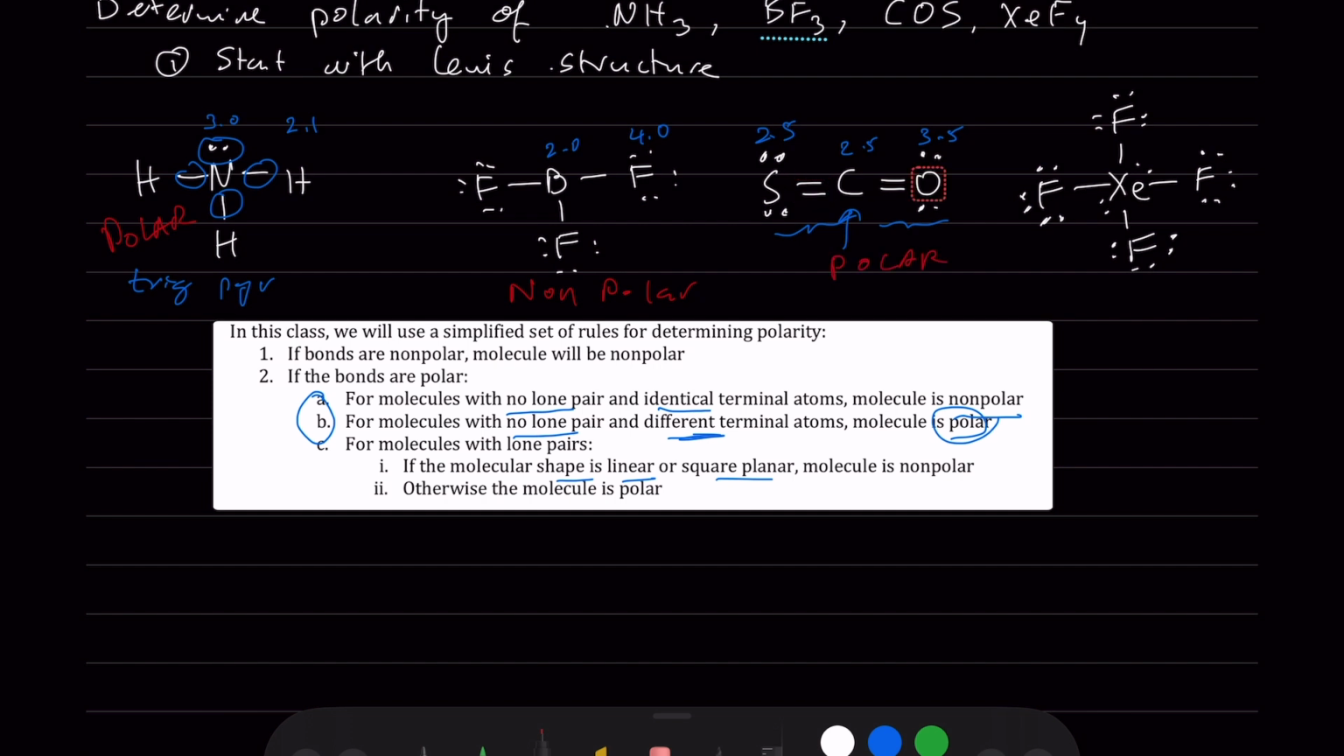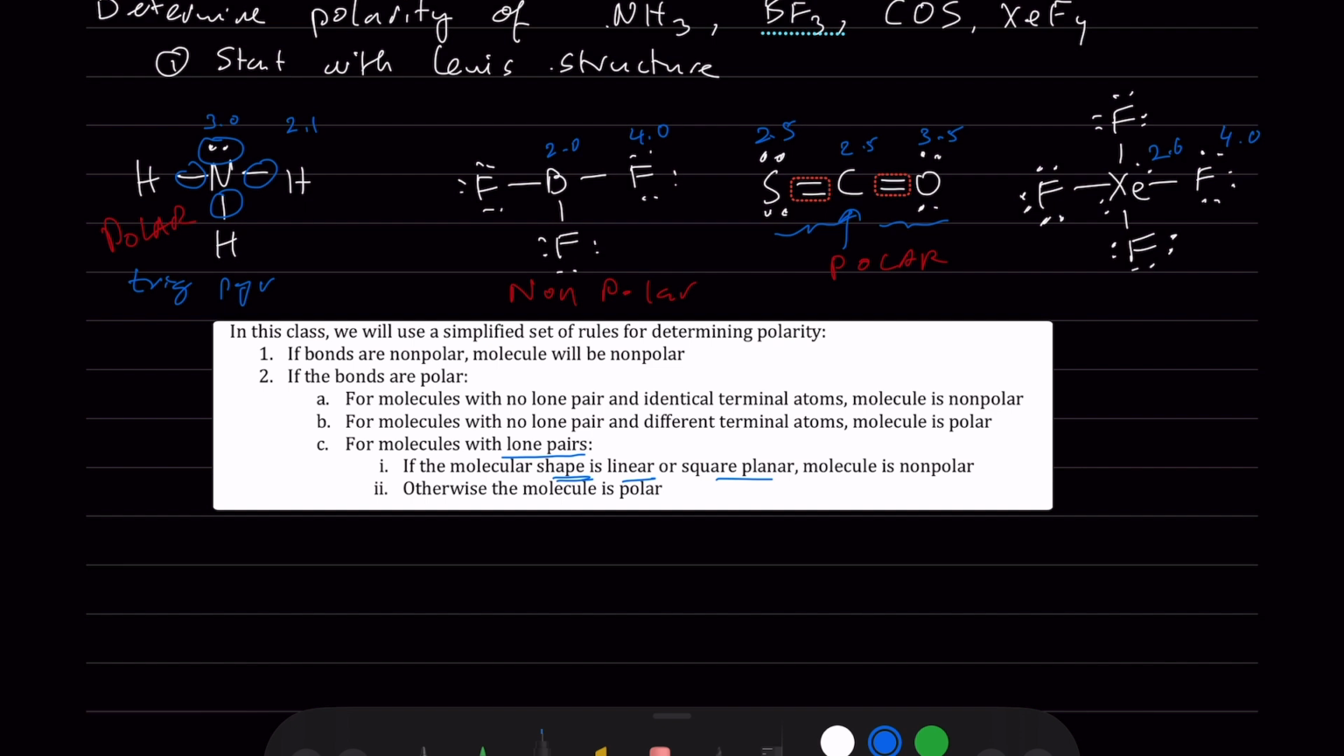Okay, last one, XeF4. We first figure out the polarity of the bond. Xe is 2.6, and then F is 4.0, so the difference is big enough to make it a polar bond, all four of them. Since it's a polar bond, again, we go to number 2 here. Do we have lone pairs or not on the central atom? We do. Since we have lone pairs, that means we're going to go to part C. Is the molecular shape here linear or square planar?